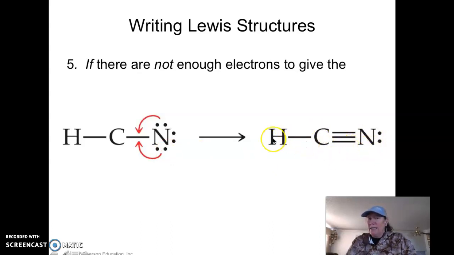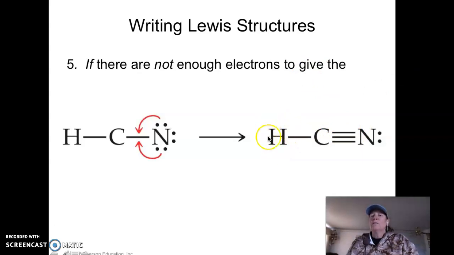Now I need 2 for hydrogen, and then both of these need 8. So 8 and 8, 16, plus 2. I need 18. I only have 10. 18 minus 10 is 8. So that means I need to form 4 bonds. Well, I can only form 1 bond with hydrogen. That's all it'll let you do, that's all it has room for. So I must form a triple bond on the other side. And here are my 4 bonds.